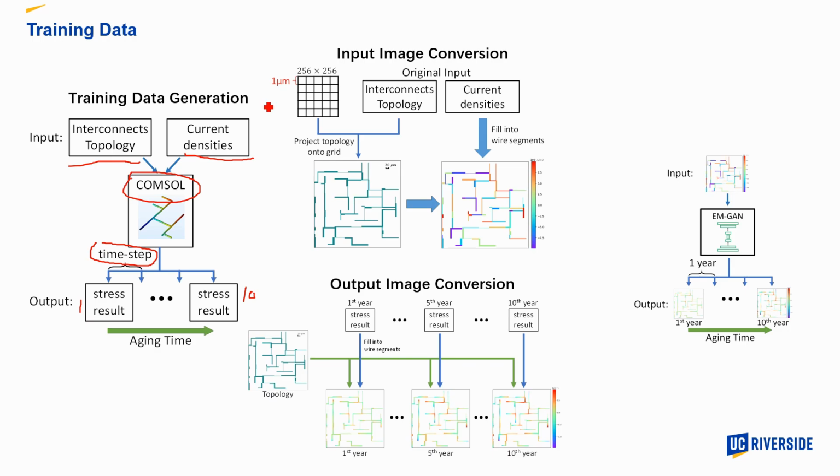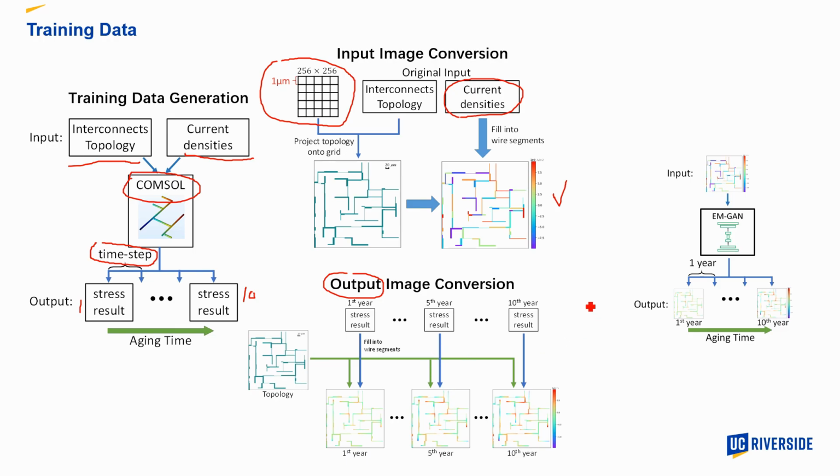To transform the input data into an image, we first project the interconnect topology onto a grid, which has a resolution of 1 micron. After that, the current densities are filled into the wire segments so that the final input image is a heat map of current densities. The same conversion is also applied to the output. The only difference here is that stress values instead of current densities are filled into the topology image.